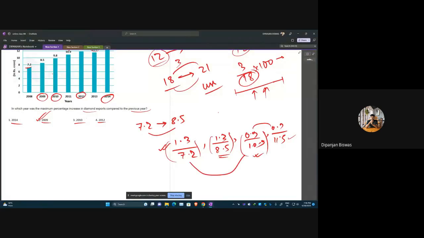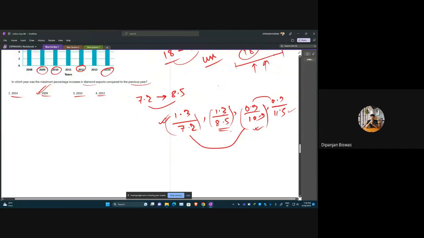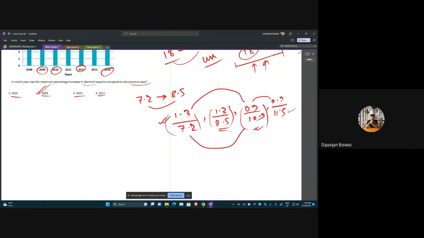Now we are left with two options, these two. Here the numerator is also less and the denominator is also higher compared to this. Okay, we are comparing the first to the third one. Here the numerator is also less and the denominator is also higher than the first one. So this ratio should definitely be less and this should be higher. So by just simple comparison, we can get directly to the answer that in 2009, the increment was maximum.